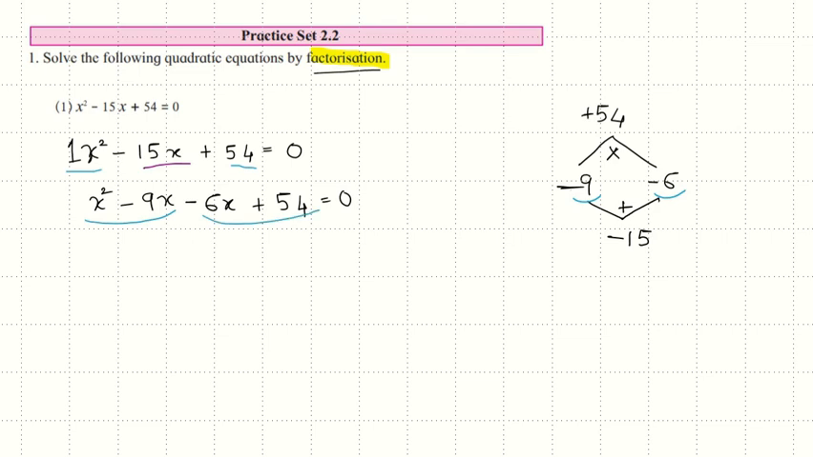From the first two terms, x is common in both. x is in x squared and also in 9x. So we take x outside the bracket: x into x gives x squared, keep the minus sign as it is and write 9. We do not write x again because x is common. x into 9 gives 9x. Then for the last two terms, write minus 6 outside the bracket.